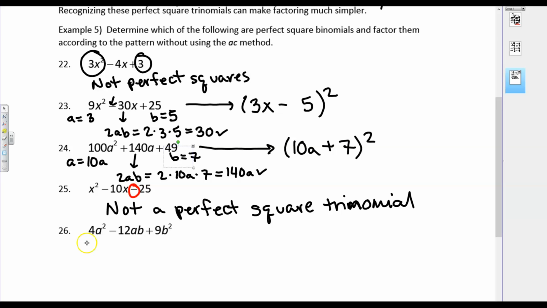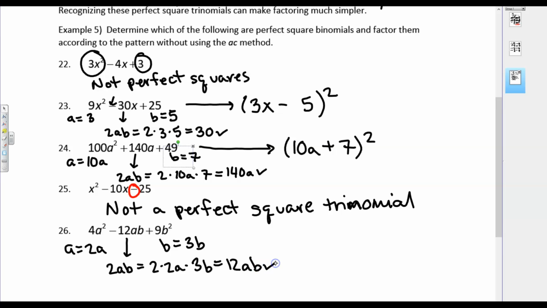So when I look at this, my first term and my last term are perfect squares, and the last term's positive. My a value would be 2a. My b value would be 3b. And my question is, is this the same as 2 times ab? Well, that'd be 2 times 2a times 3b, which is in fact 12ab. So yes, that works, which means this factors into 2a, 3b, whole quantity squared. This is a minus sign, so there's a minus sign there.